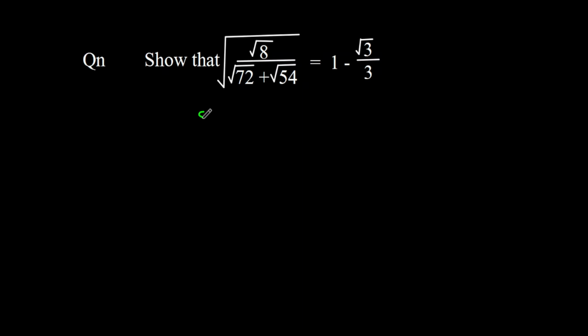So the first step is to make sure that we copy our question down here, and we have the square root of 8 over a square root of 72 plus a square root of 54. So everything is also under a square root.